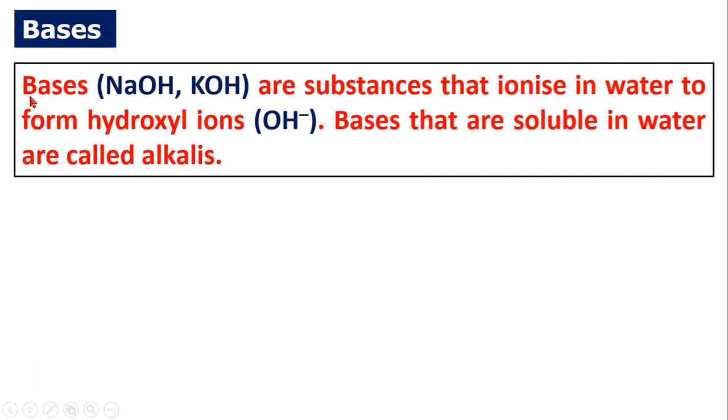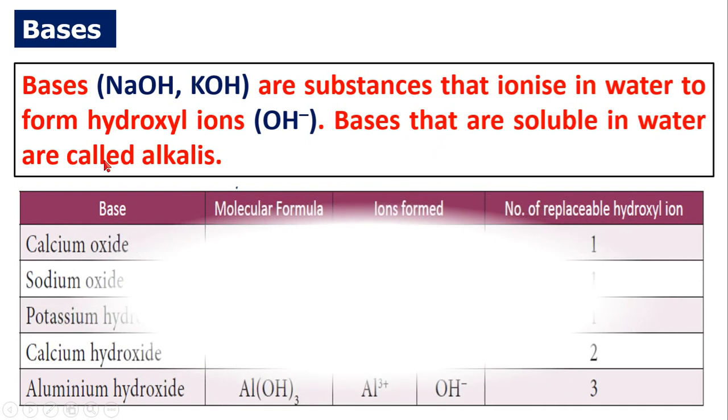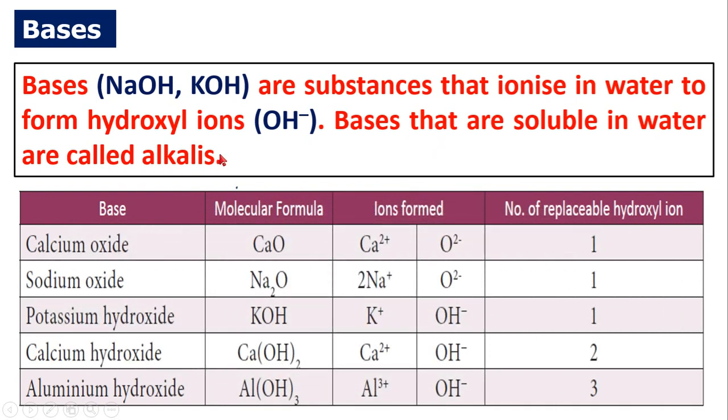The second one, bases. For example, NaOH, KOH. Bases are substances that ionize in water to form hydroxide ions, OH minus. Bases that are soluble in water are called alkalis. What are alkalis? Bases that are dissolved in water are called alkalis. So, alkalis are bases, but all bases are not alkalis.